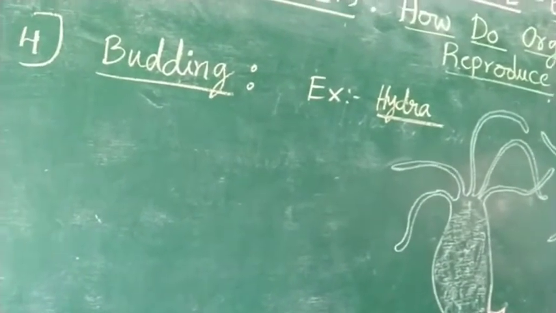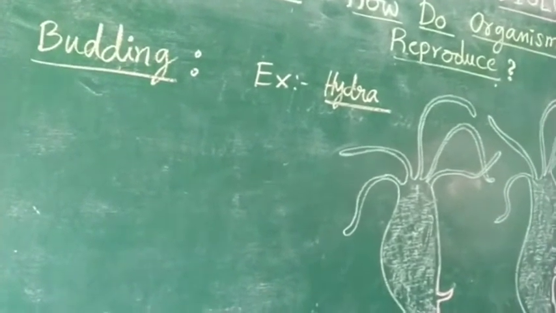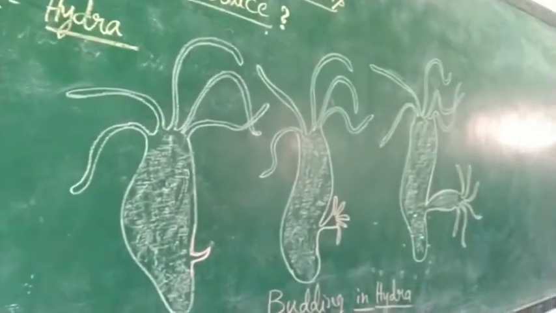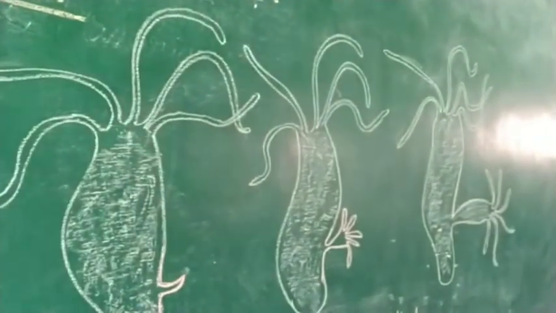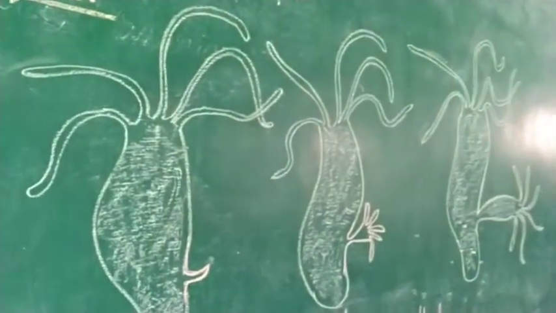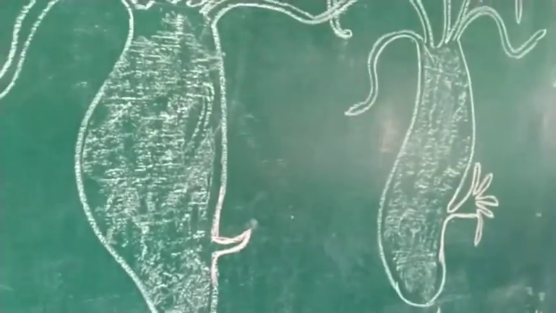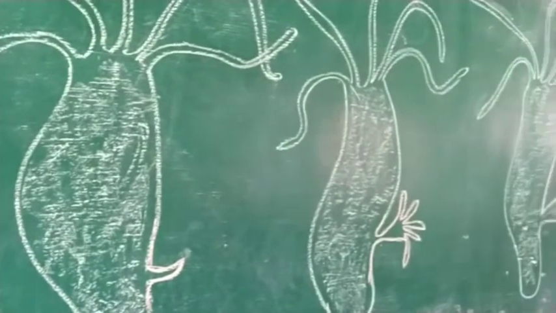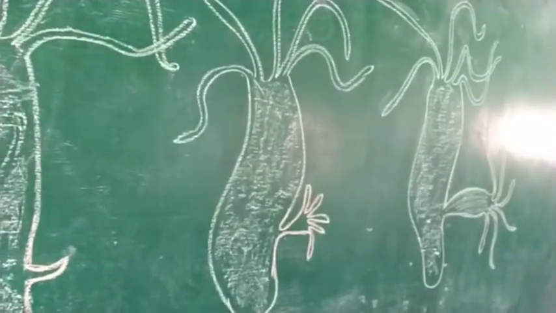We are learning the 4th type of asexual method called budding, which takes place in Hydra. Organisms such as Hydra use regenerative cells for reproduction in the process of budding. In Hydra, a bud develops. Here you can see the development of the bud. The bud develops as an outgrowth due to repeated cell division at one specific site.